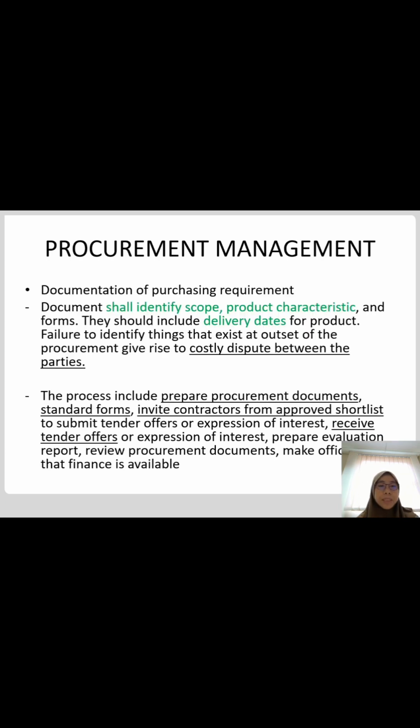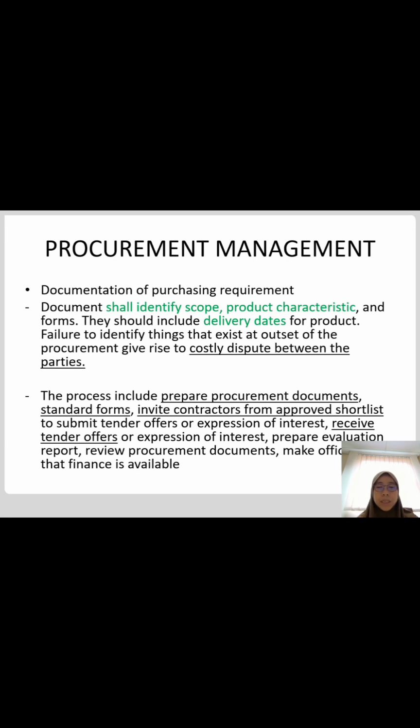The second process is the documentation of purchasing requirement. Documents shall identify scope, product characteristic and forms. They should include delivery dates for product. Failure to identify things that exist at the outset of the procurement gives rise to costly dispute between the parties.